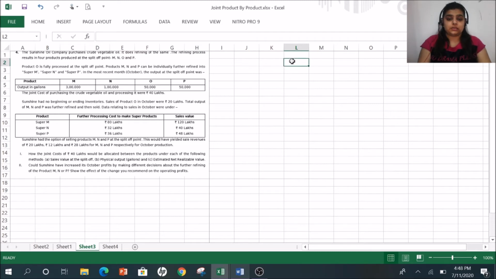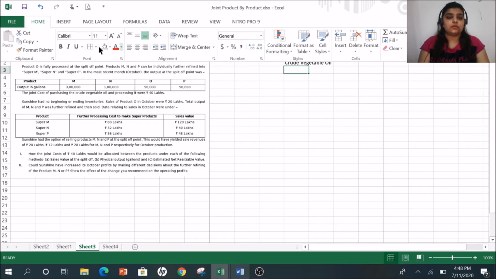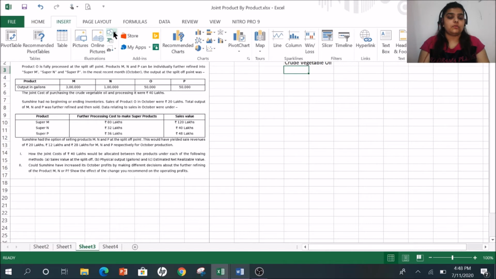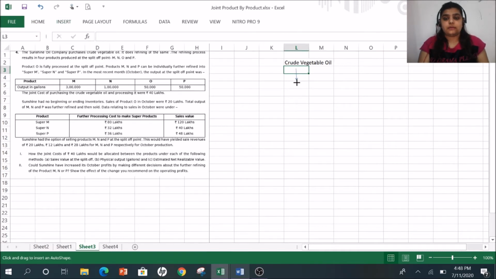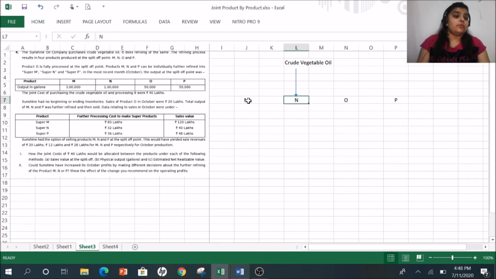So there is crude vegetable oil. That crude vegetable oil is refined, and at the end you get 4 products, that is M, N, O and P. Now these all 4 products are at split off point. This point is the split off point. Product O is fully processed at the split off point itself. Products M, N and P can be individually further refined into super M, super N and super P.